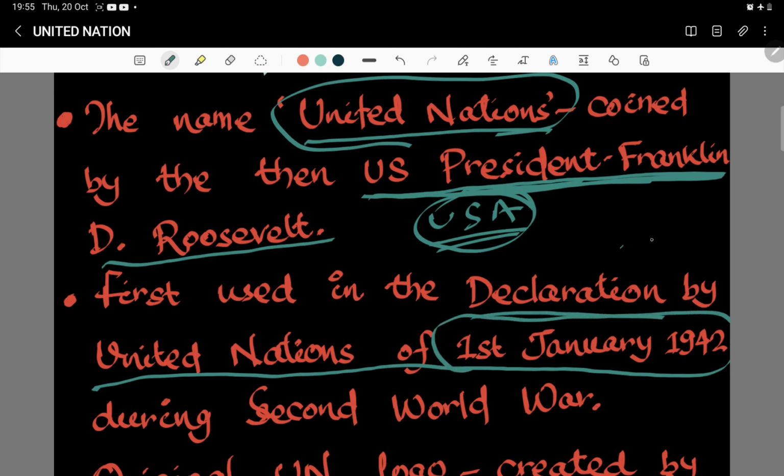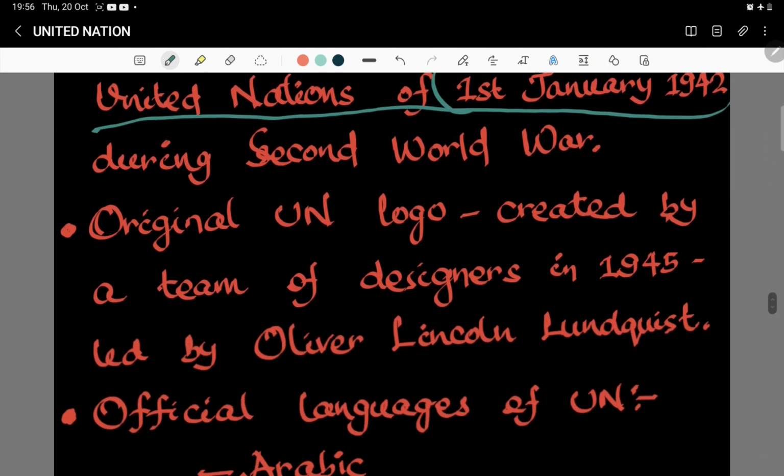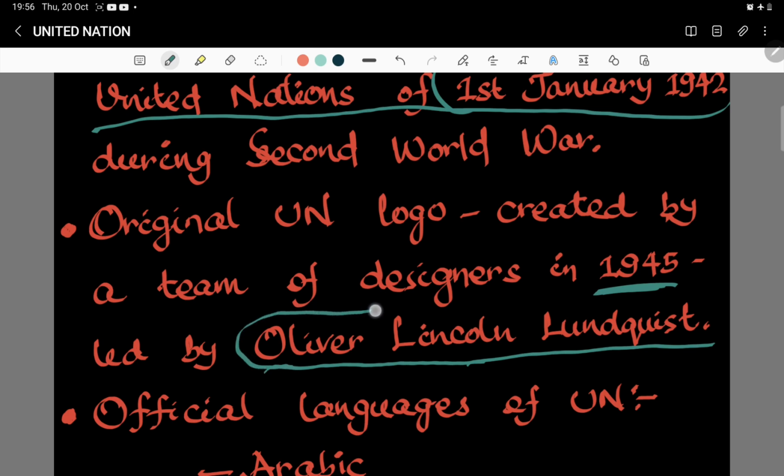The United Nations was established in 1945, but the term United Nations was used in the declaration by the then US President Franklin D. Roosevelt on 1st January 1942. And the original United Nations logo was created in 1945 by a team of designers led by Oliver Lincoln Lundquist.